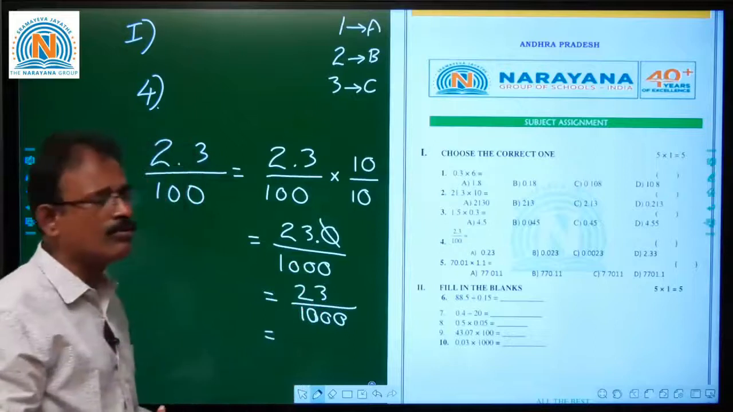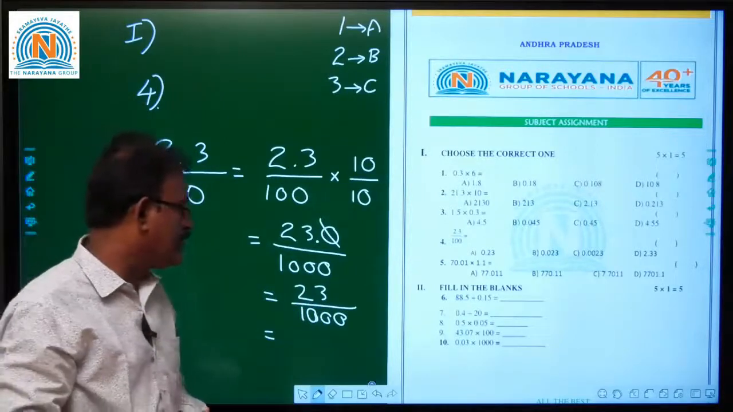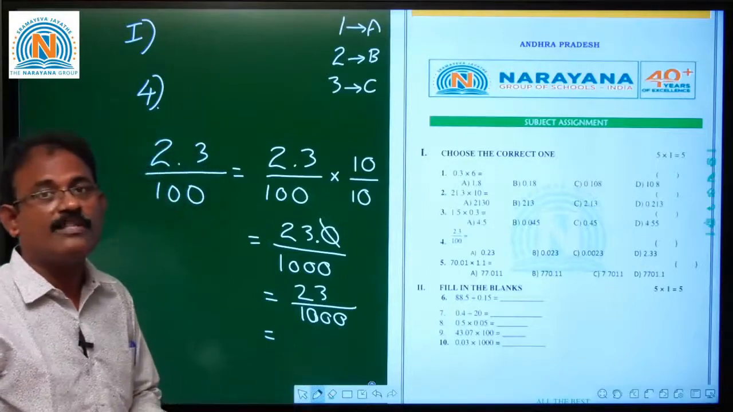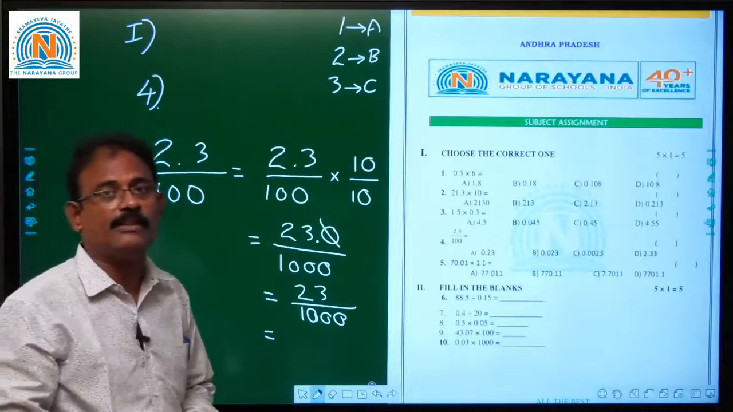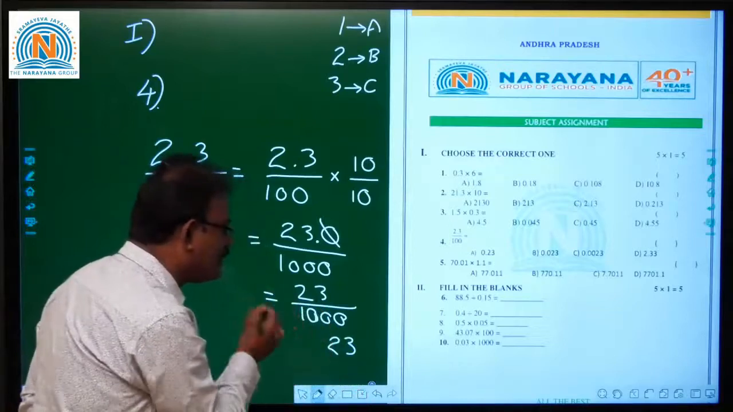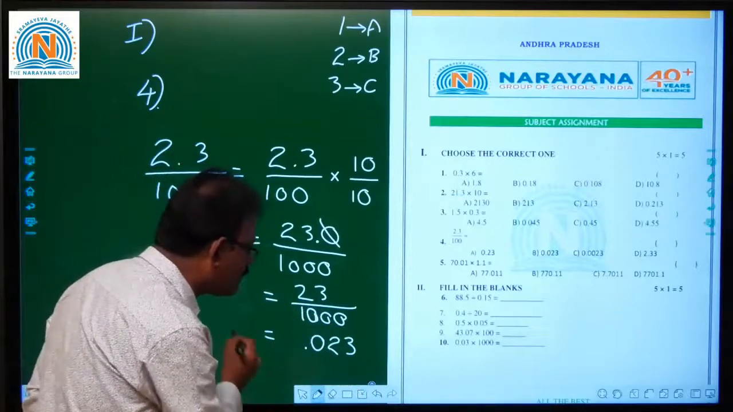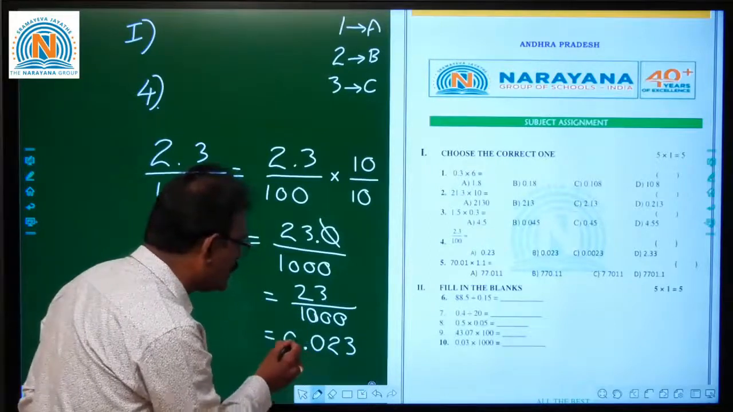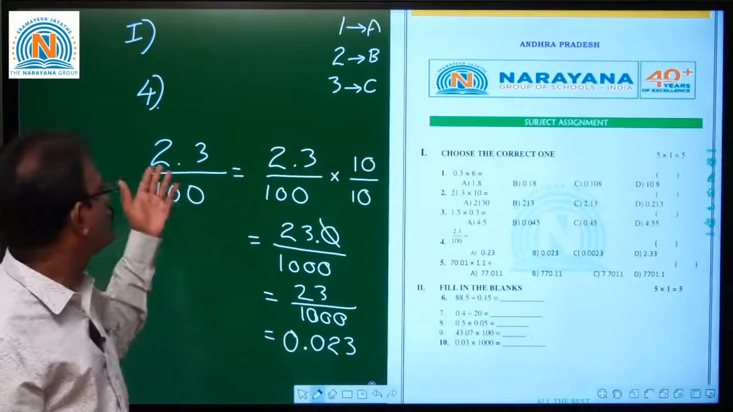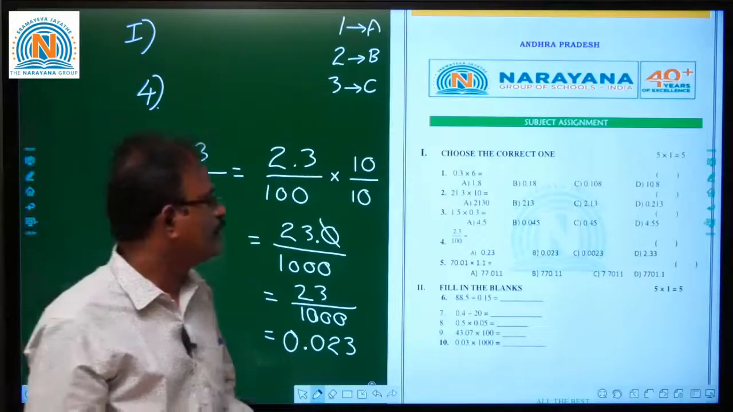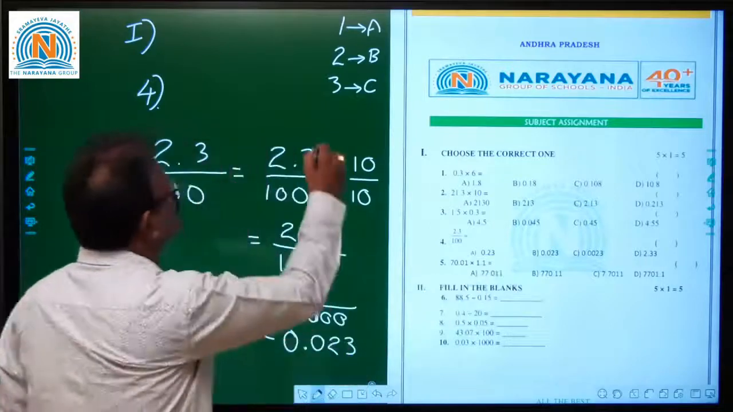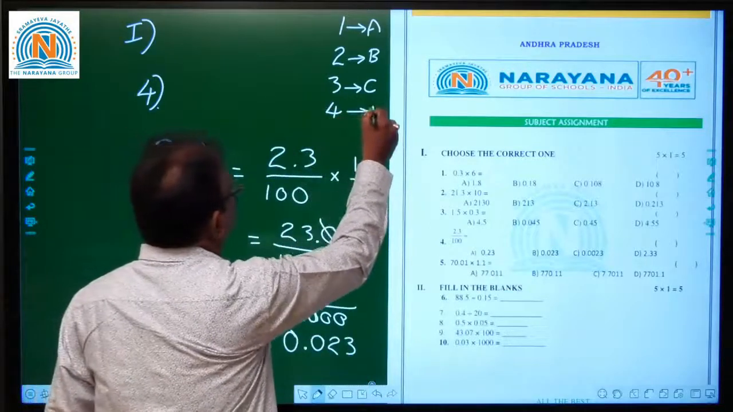Now how to do the division? It is very easy, children. For example, how many zeros are there in the denominator? We have 3 zeros. So we must keep the decimal point for the numerator 3 digits before. So 1, 2, there is no third digit, let us keep 0 and then keep the decimal point, and as there is no other number, keep 0. So 0.023 is the quotient of 2.3 divided by 100. It is available in which option, children? 0.023, second option. So question number 4 is B.